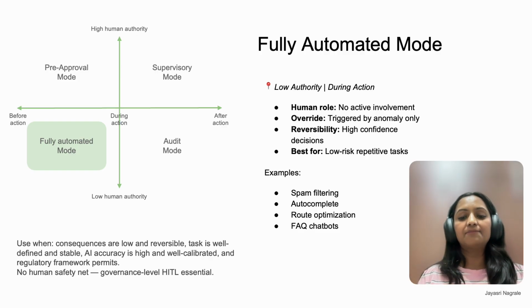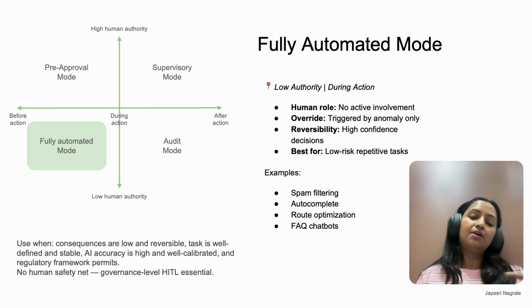So, for example, spam filtering. For example, when there is an agent that auto completes tasks, right? Or when you're optimizing for chatbots on a website, or for some routine route optimization. So all these low risk tasks can fully be under automated mode, where a human can only step in if there is an absolute problem or an error.